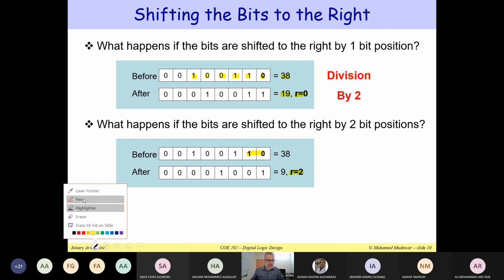Let me just highlight. Let me use my pen tool. I have to use my pen.